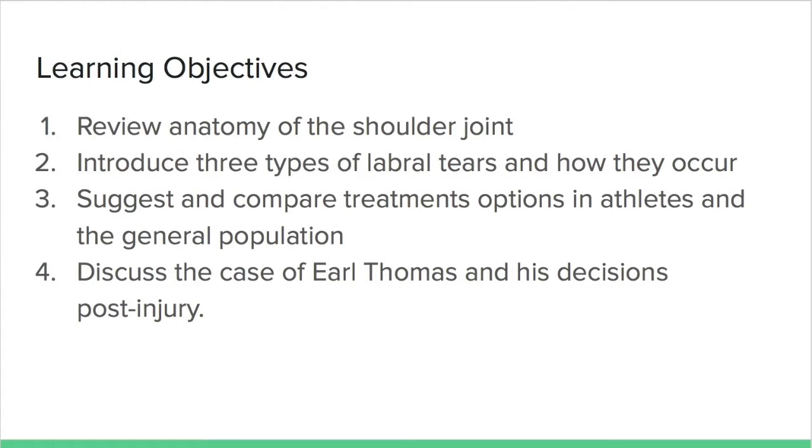In this video, we are going to explore the case of Earl Thomas, a Seattle Seahawks safety who sustained a shoulder injury in the 2015 NFC Championship game. In doing so, we will review key anatomical structures in the shoulder, the different types of labral tears that exist, dive into treatment options and recovery timelines, and review the case of Earl Thomas as it relates to these objectives.